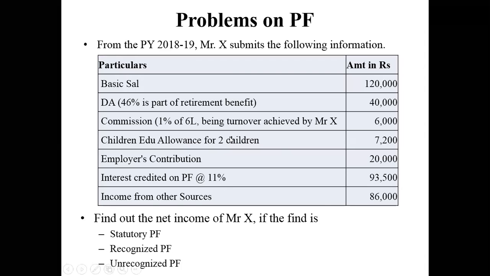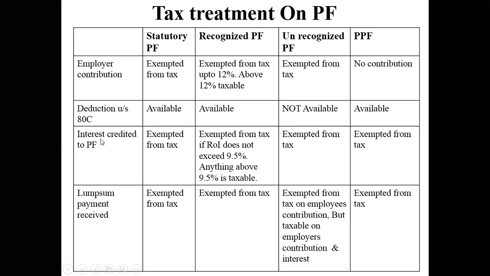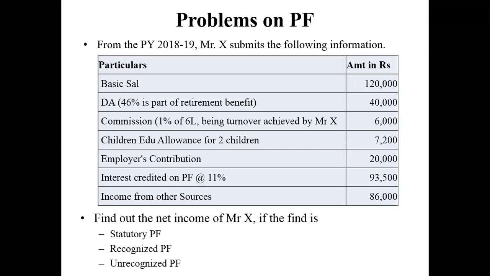Okay. Now let us go back to theory. What does the theory say? Interest can be credited to the PF account. Any interest that you receive under statutory is going to be exempted. Any interest that you receive under unrecognized is also going to be exempted. The problem is only with recognized provident fund. If you receive up to 9.5%, it is going to be exempted from tax. But for anything that you receive above 9.5%, the balance amount is going to be taxable. Clear?